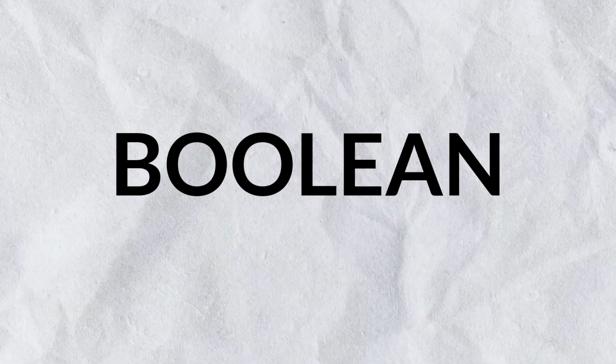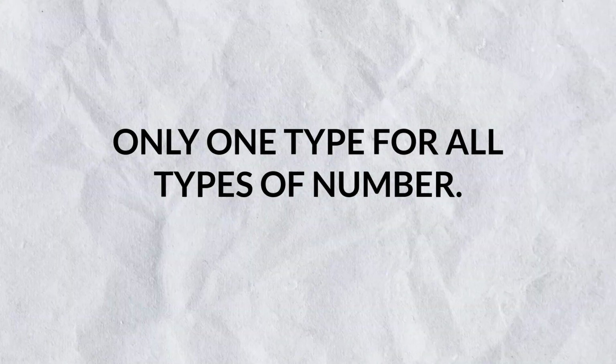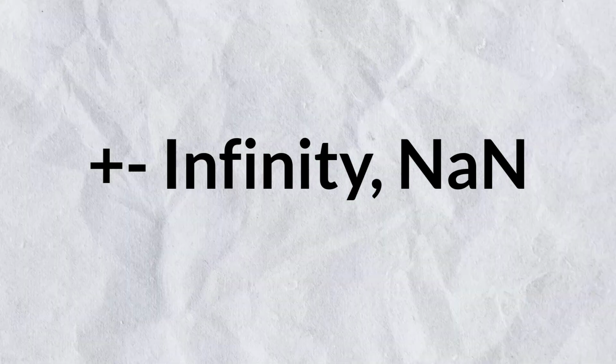The third one is boolean. It has only 2 values. The first one is true and the second one is false. And this is one of the most useful data types in any programming language. And the fourth one is number. The numbers in JavaScript represent both integer and floating point values. JavaScript does not have 2 data types to represent floating point numbers and integers, just like the C programming language. There are also some other values in number, like plus or minus infinity and NaN, not a number. And you must keep these values in mind as well.